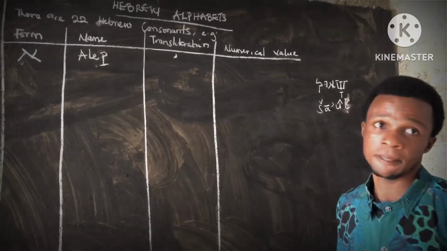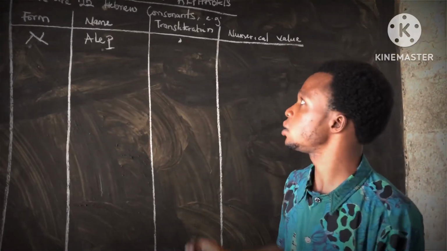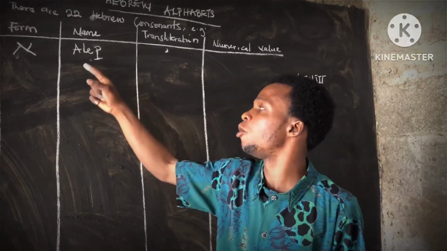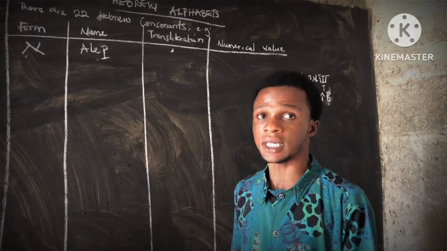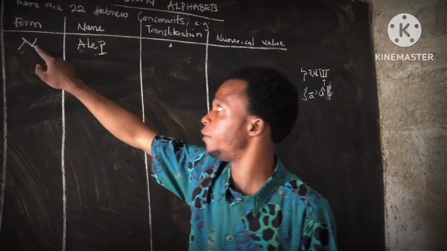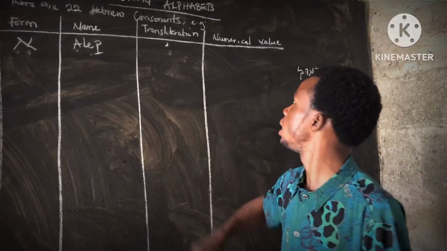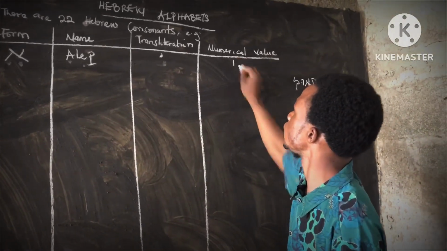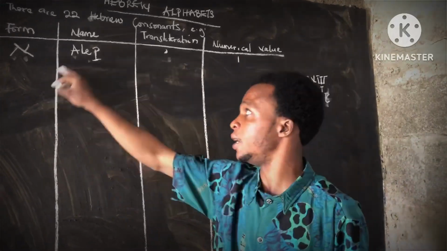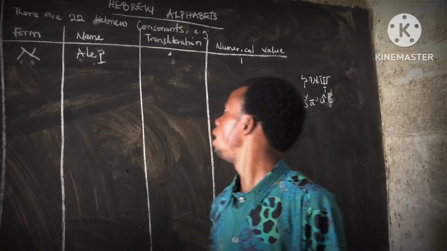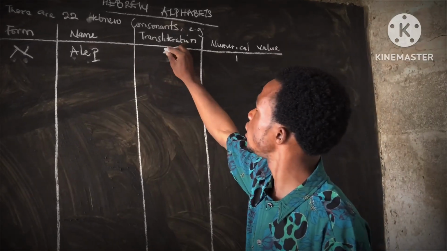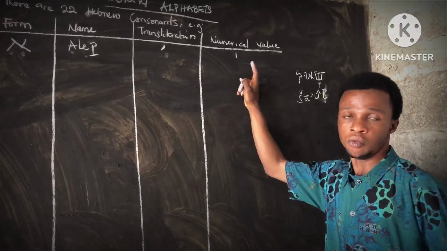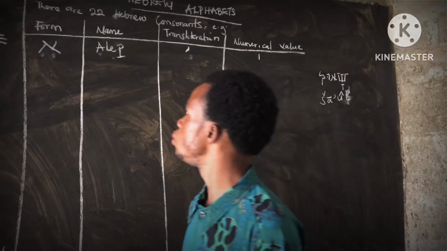Because you get to understand the pronunciation of each Hebrew letter from the start of its name. So as we have Aleph, the form is there, and the transliteration is this. The numerical value for it will be 1. Again, Aleph, the name, written as this, and transliterated in the form of an apostrophe and represented with 1. The second one is what we call Bet.